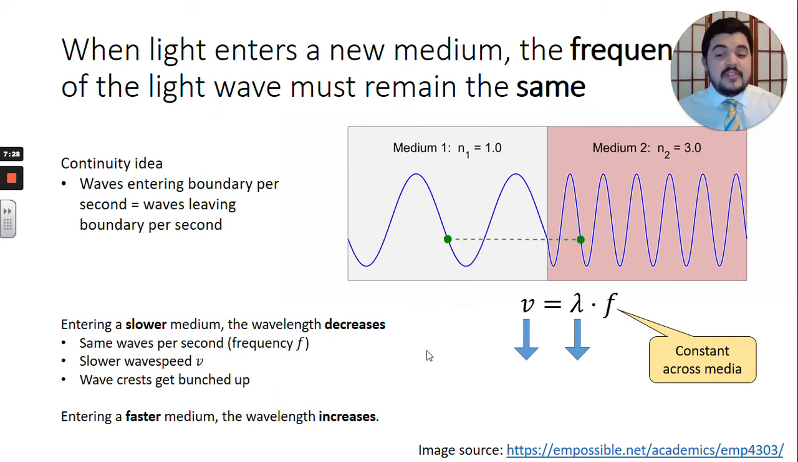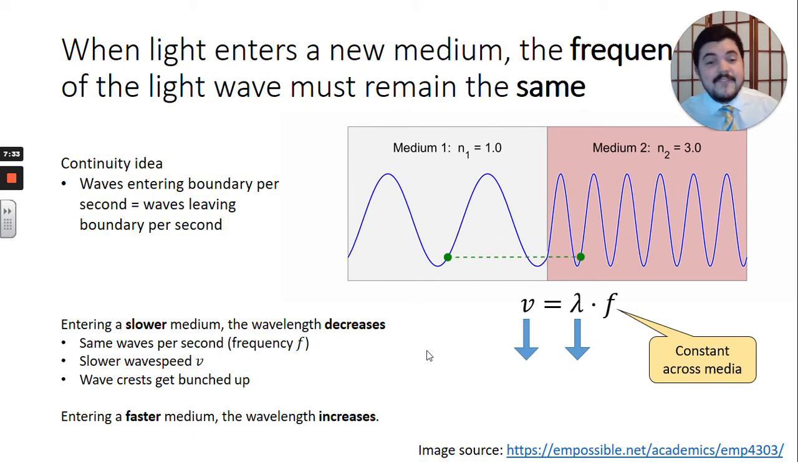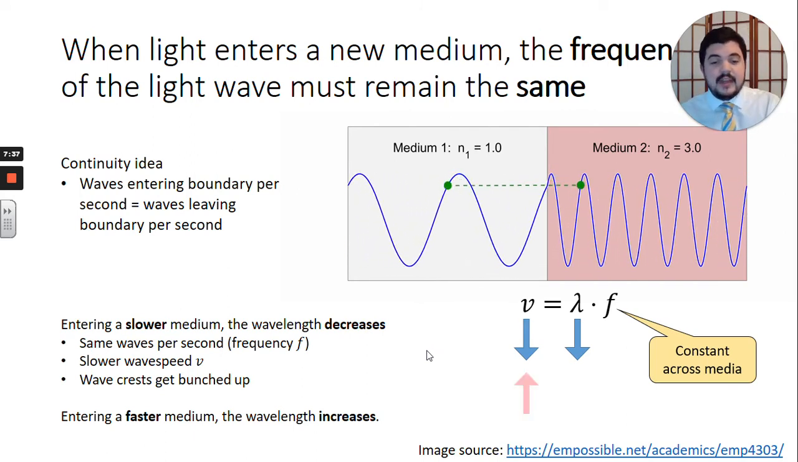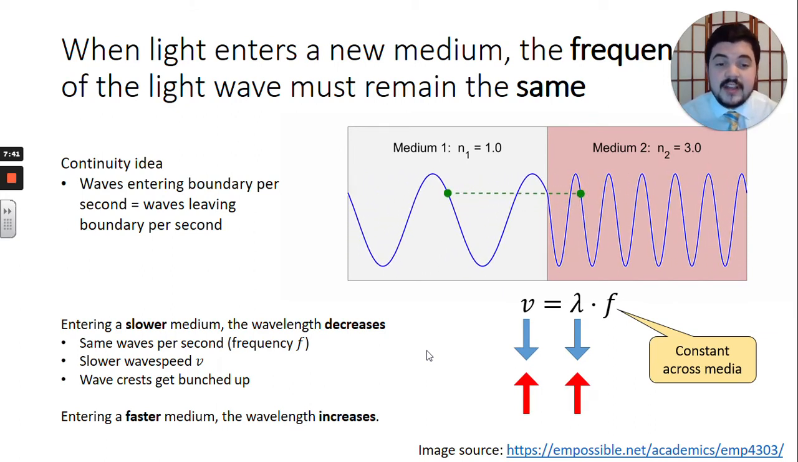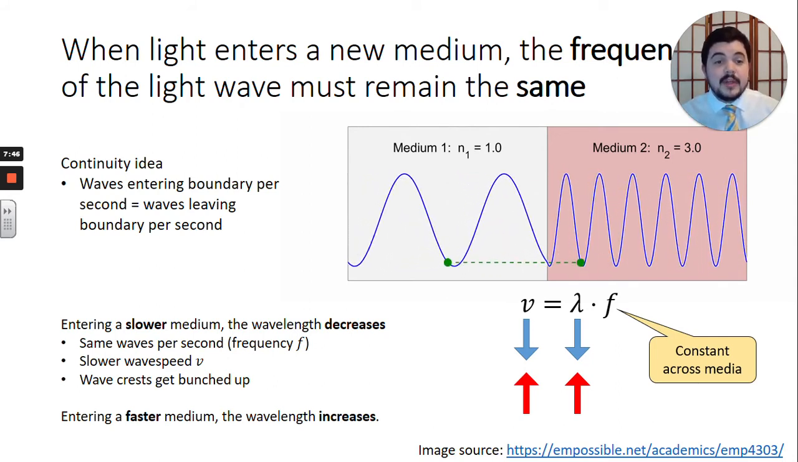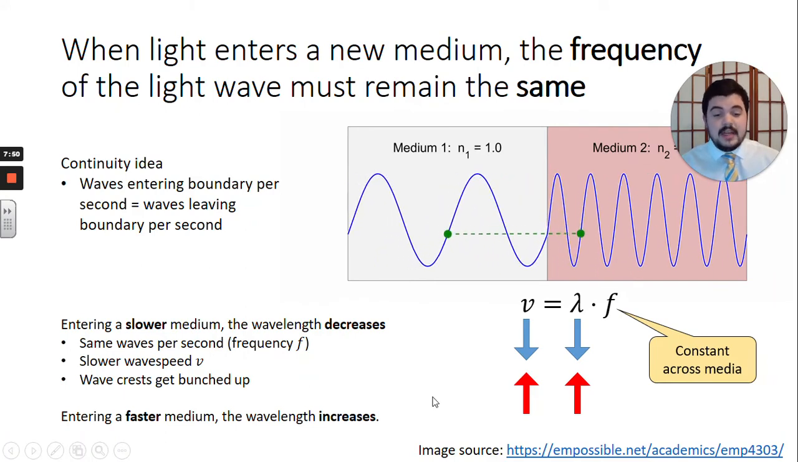If we enter a faster medium, the wavelength increases, right? The reverse is true. If we get faster, then the waves will get more spread out because we're not getting any more waves per second. And so if our speed goes up, our wavelength must also go up. There's that direct relationship again when the frequency is constant. When is the frequency constant? The frequency is constant whenever we're changing mediums.